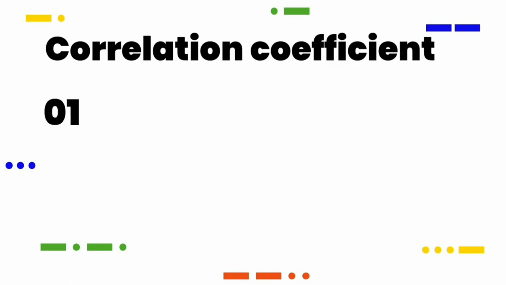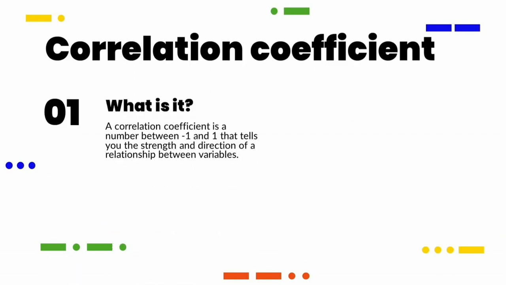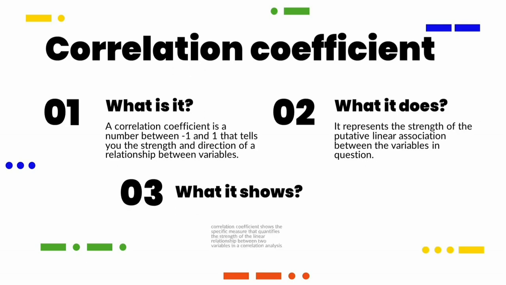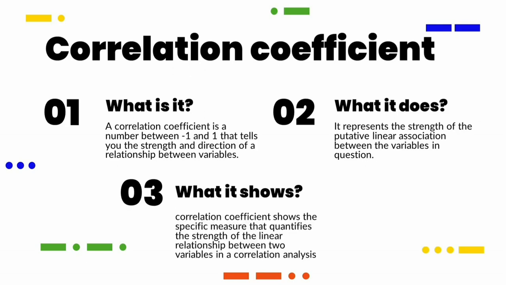Let's quickly see what correlation coefficient is. It is a number between -1 and +1 that tells you the strength and direction of a relationship between variables. Let us see what it does. It represents the strength of the putative linear association between the variables in question. And what it shows: correlation coefficient shows the specific measure that quantifies the strength of the linear relationship between two variables in a correlation analysis.